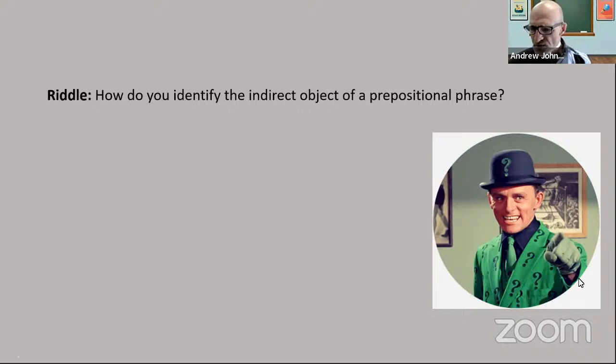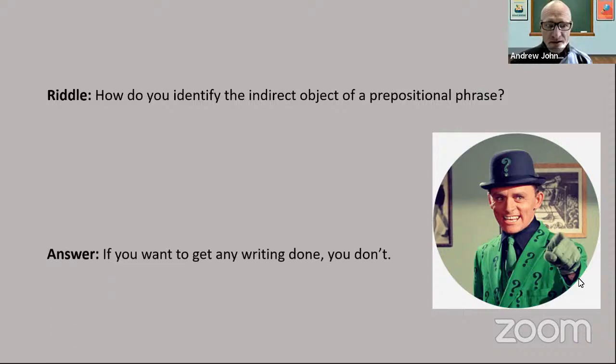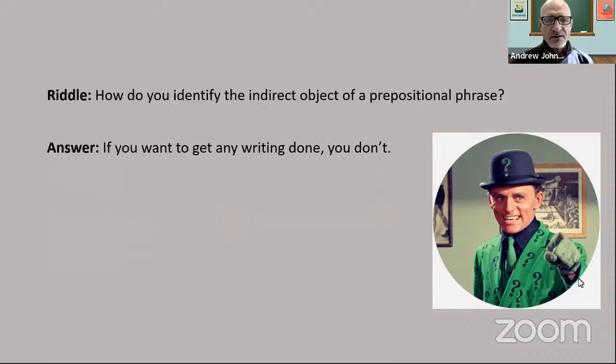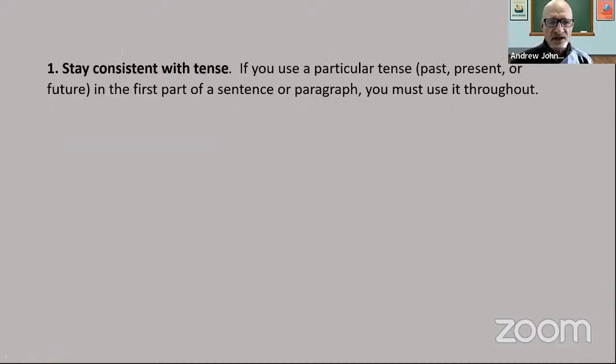But first, riddle me this, Batman. How do you identify the indirect object of a prepositional phrase? Answer, you don't. If you want to get any writing done, you don't. We don't need all the grammar that is given to us. We don't need to identify all these things. There's just a few grammar things that will get us through most phrases.